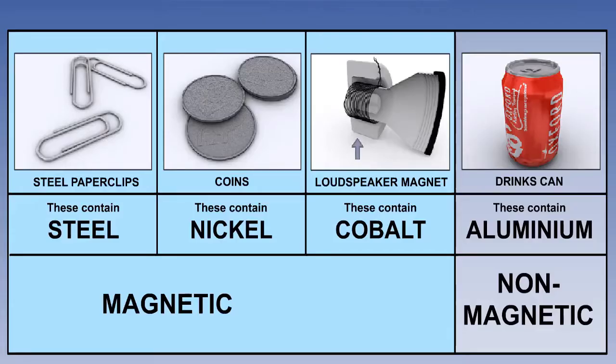Magnetic materials are ferrous metals, such as iron and steel. Steel being iron alloyed with substances such as carbon, nickel, cobalt, chromium and tungsten. Non-ferrous metals, such as aluminium, brass and copper, cannot be magnetized.